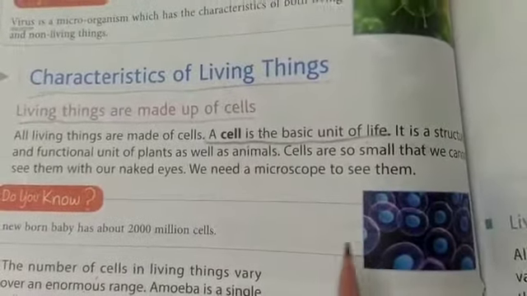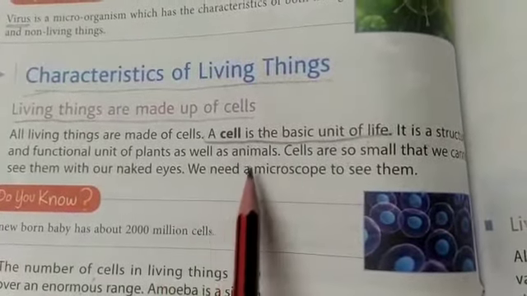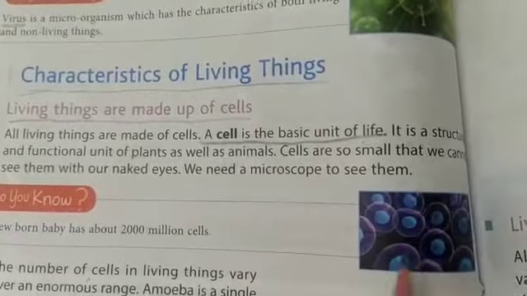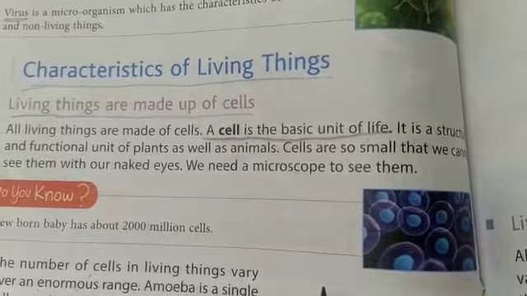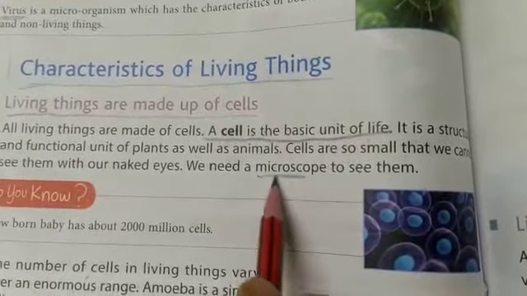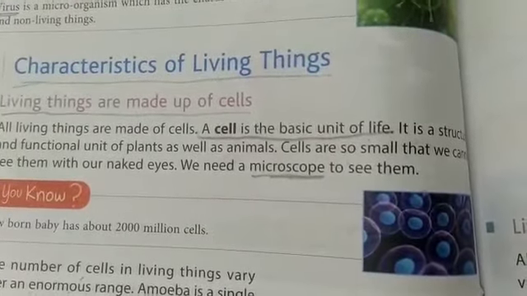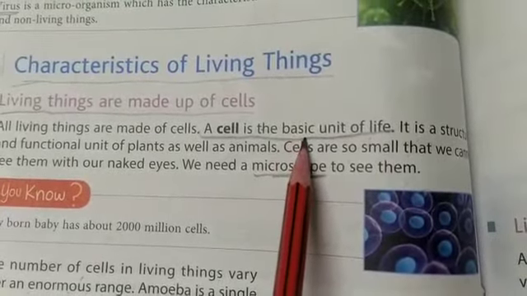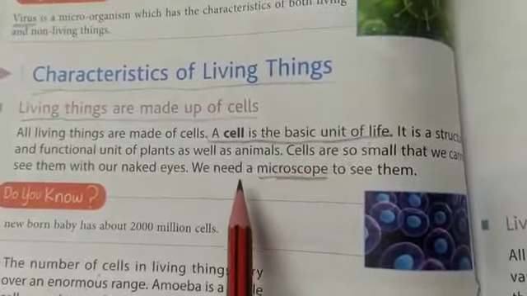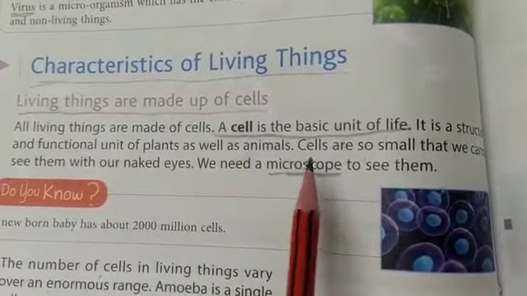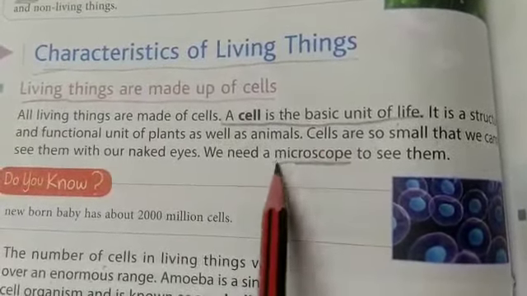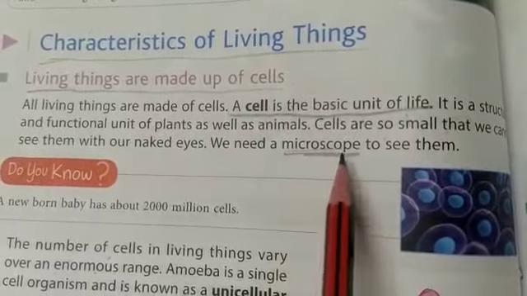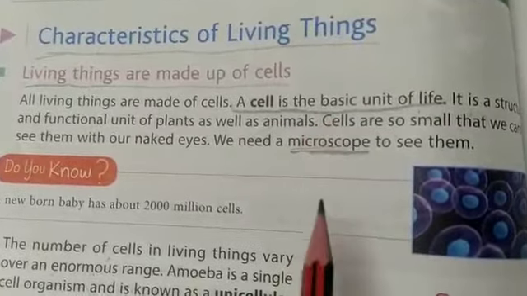It is the structural and functional unit of plants as well as animals. Cells are so small that we cannot see them with our naked eye. We need to use a microscope to see them. So cell is the basic unit of life. It is the structural and functional unit of all plants as well as animals, and it is so small that we cannot see it with the naked eye, so we have to use the microscope to see a cell.